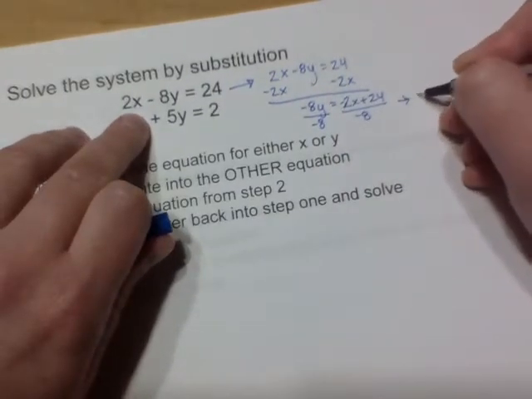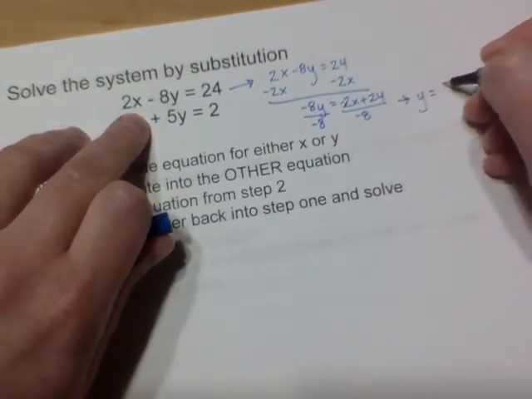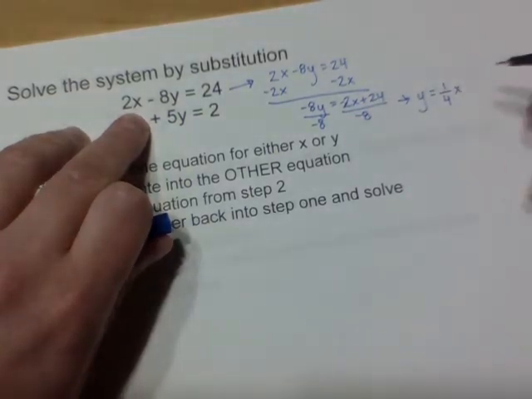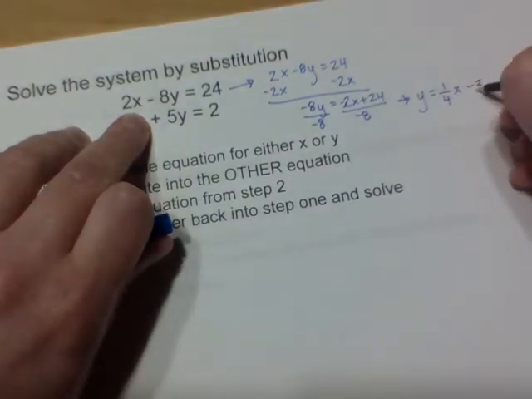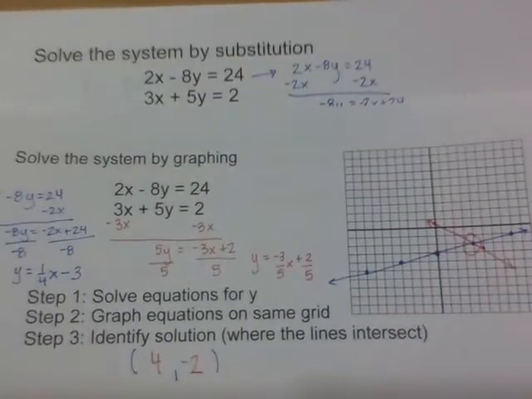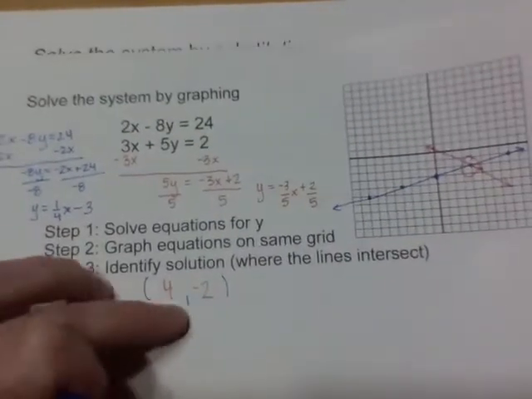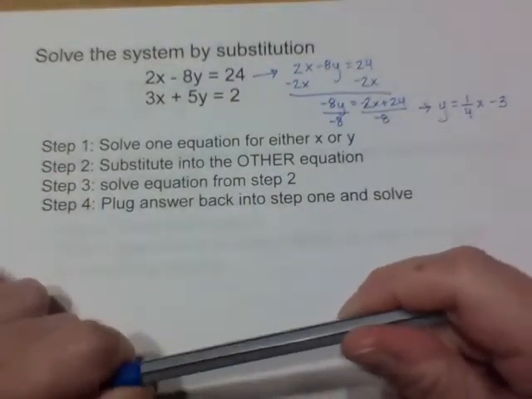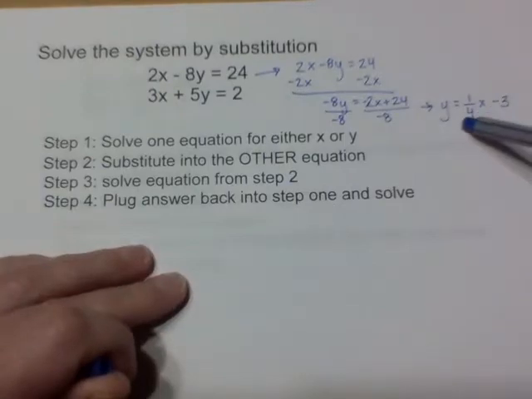And so our solution is y equals positive 1/4 x minus 3, which I now realize is the same exact set of equations as this one. Okay, so we do already know that our answer is going to be (4, -2). We're just using substitution to clarify. So I have already written this as y equals.